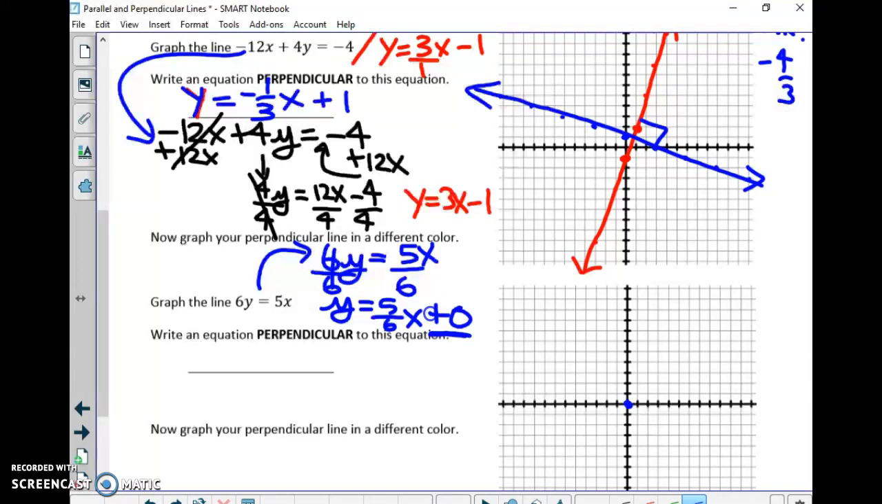And then our slope is rise 5, run 6. They're both positive. 1, 2, 3, 4, 5. 1, 2, 3, 4, 5, 6. Okay, then you can make your line through that.